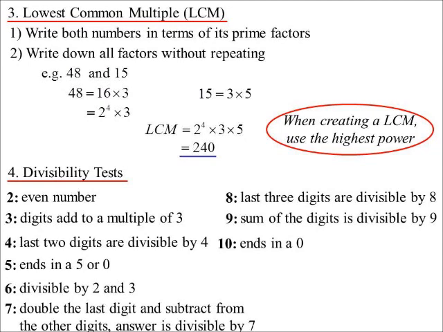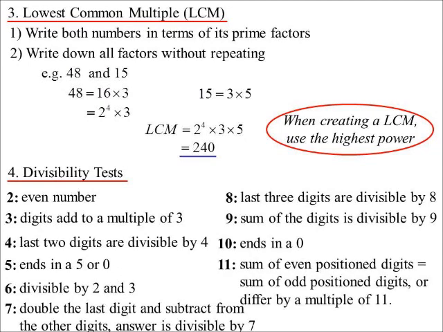Oh, 11. This is another tricky one. Bit more commonly known than the 7 one, but still not a straightforward one. Anyone know it? Read this very carefully. The sum of the even position digits will equal the sum of the odd position digits, or they will differ by a multiple of 11. So give me a number that 11 goes into.